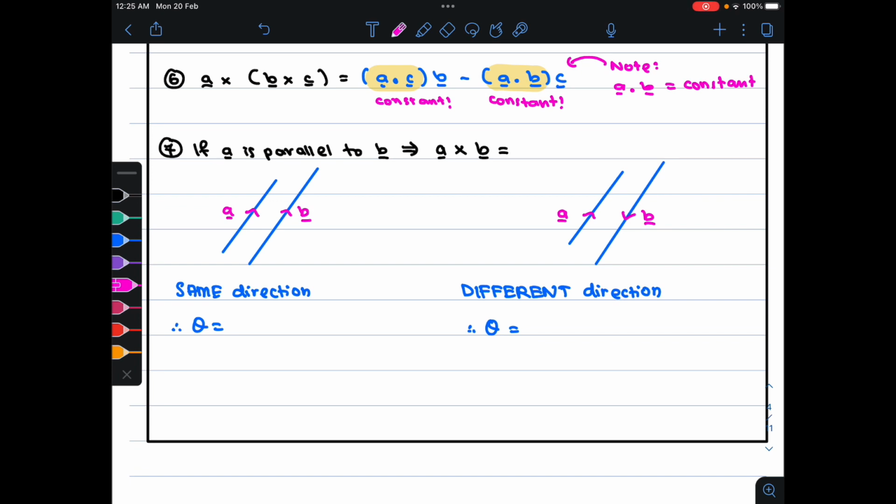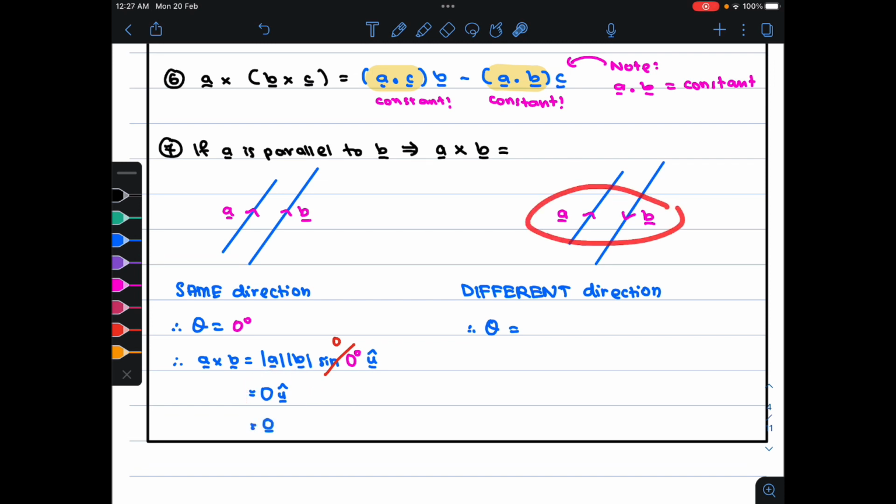Next, what if the vector A is parallel to vector B? So we know that parallel means same direction or different direction. Say that the two vectors are in the same direction. Therefore, the angle between these two vectors is 0 degree. And we're going to use the first equation of vector product. Since we have the angle theta, change theta to become 0 degree. And we know that sine 0 is 0. Therefore, the constant will become 0, and it will be 0 times u hat. And therefore, the final answer will become the zero vector.